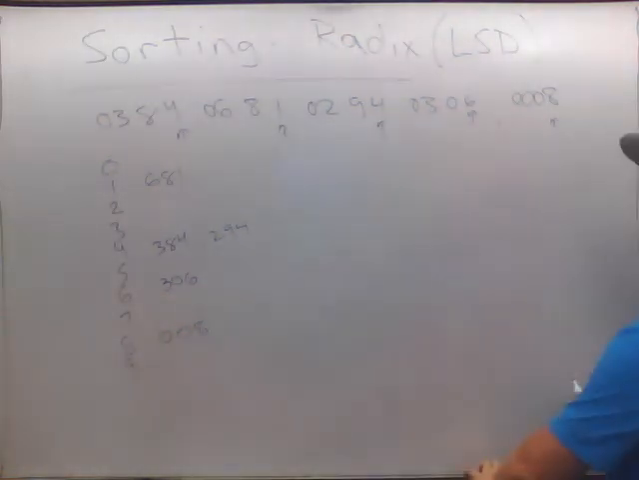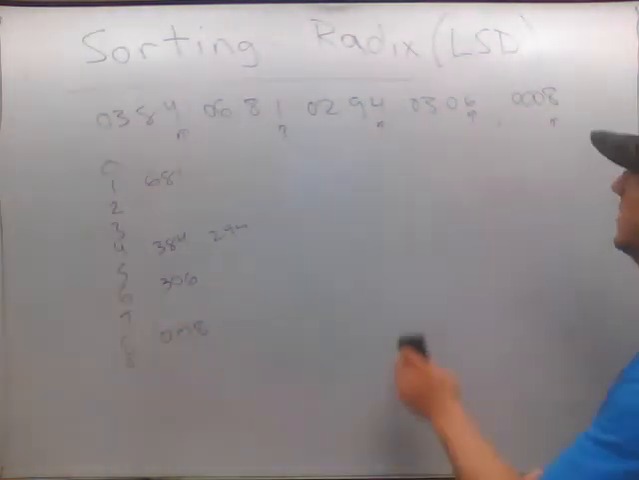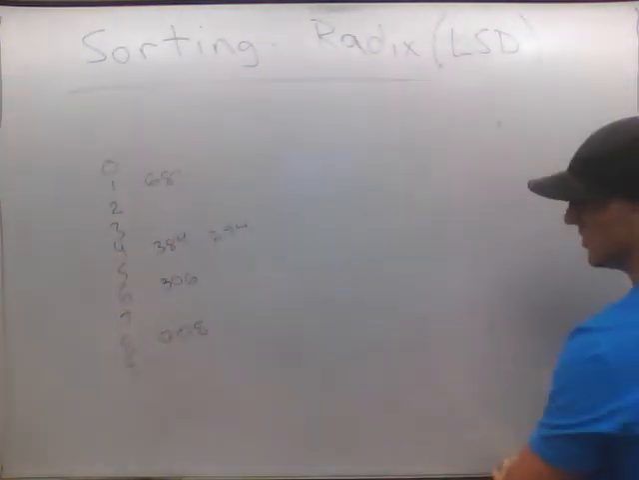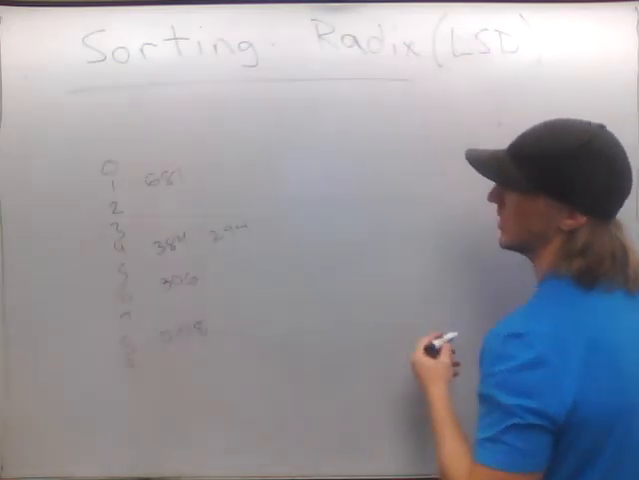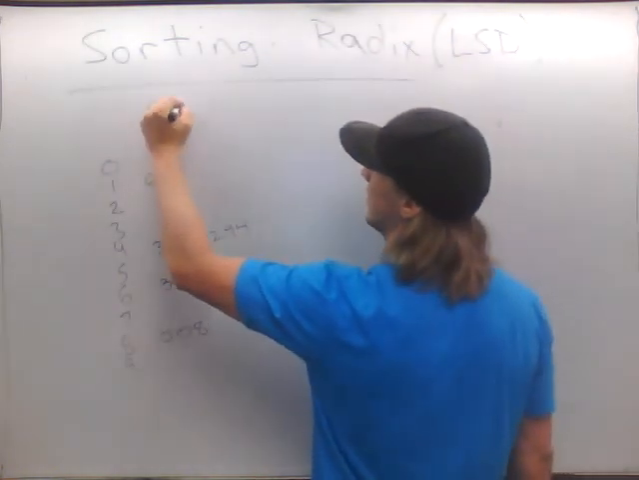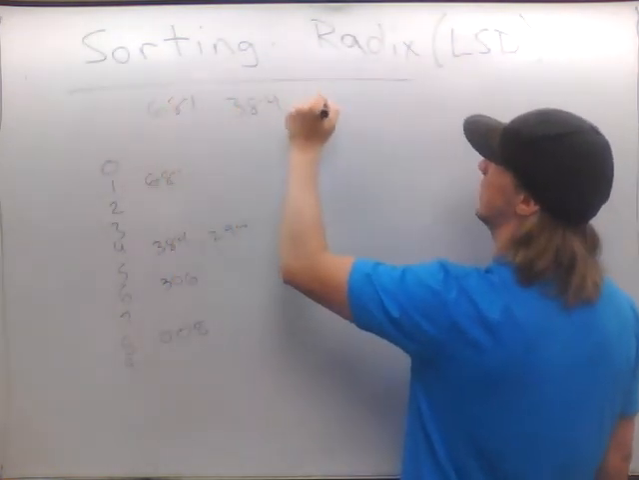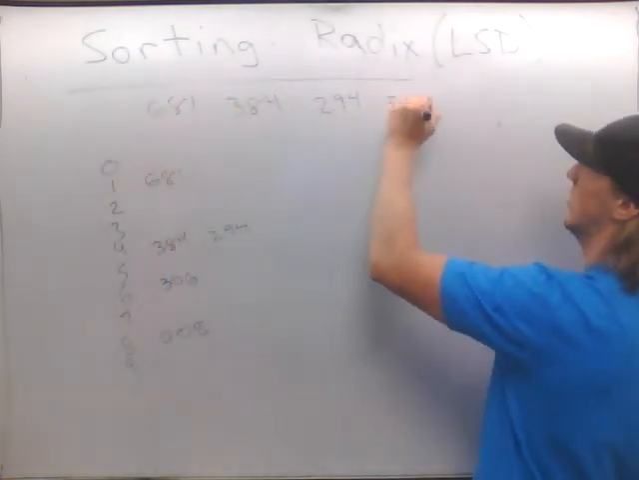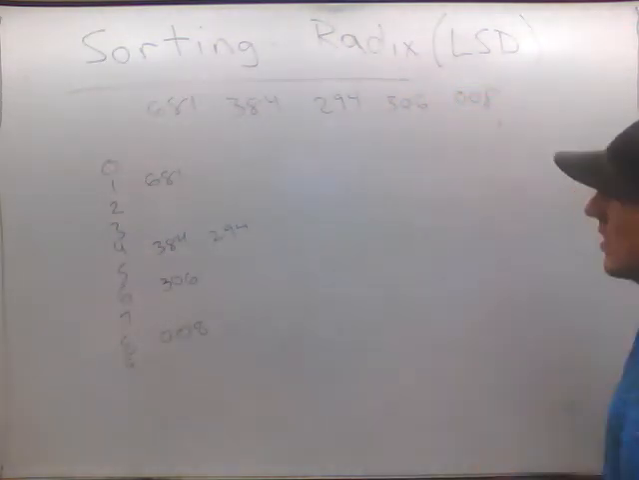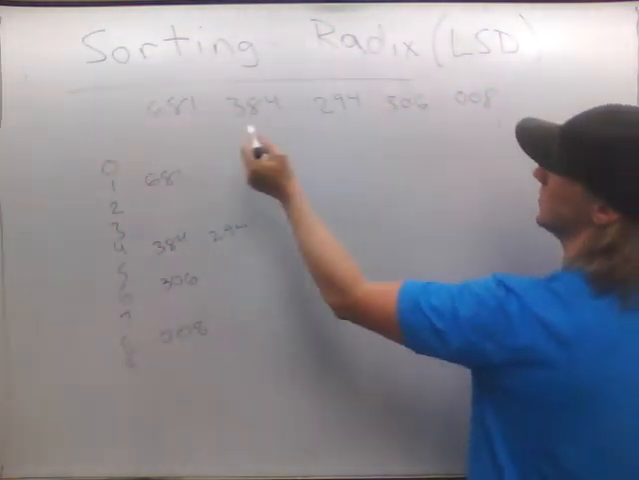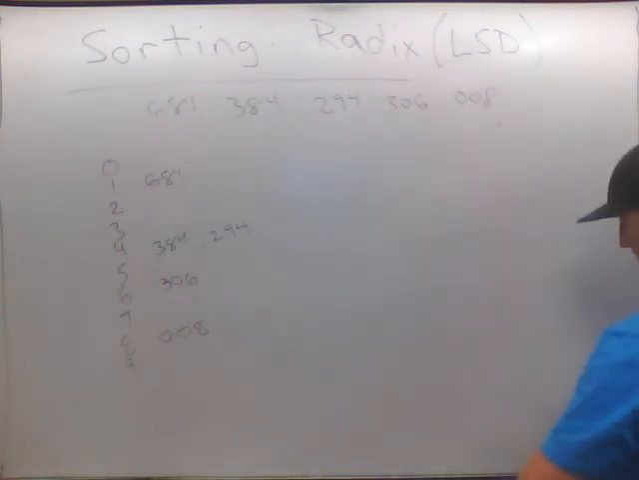So now I have all the numbers in here, so I get rid of this. Now we're going to read top to bottom, left to right, pulling all of them out. So I have 681, 384, 294, 306, 008. Each of them is sorted based on the first digits: 1, 4, 4, 6, and 8. That's the sort order.